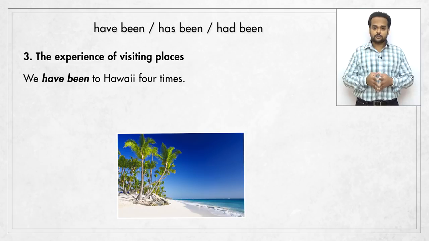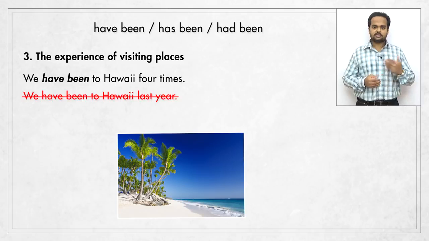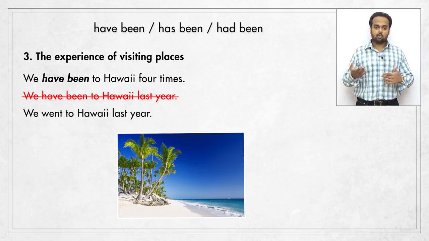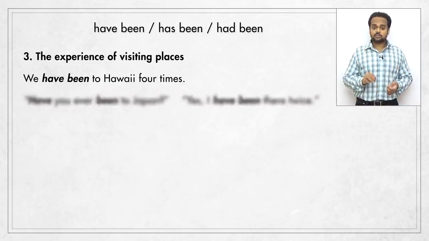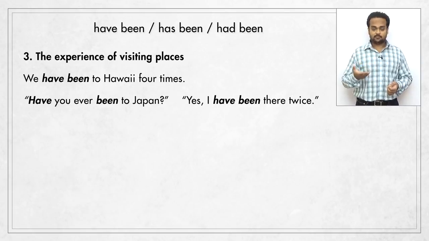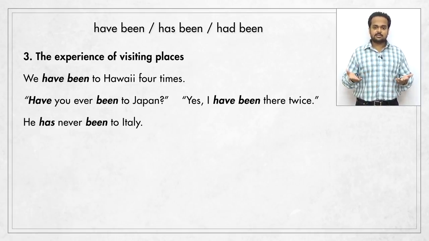Here, it's very important to note that we don't mention a specific time. You cannot say, we've been to Hawaii last year. That's a common mistake. If you want to say the specific time, you just say, we went to Hawaii or we visited Hawaii last year. When you say have been or has been, don't mention the time because you are talking about life experience. We also use this form in questions. Have you ever been to Japan? Yes, I've been there twice. It's also common to use this form in the negative. He has never been to Italy. It means he has never visited Italy.